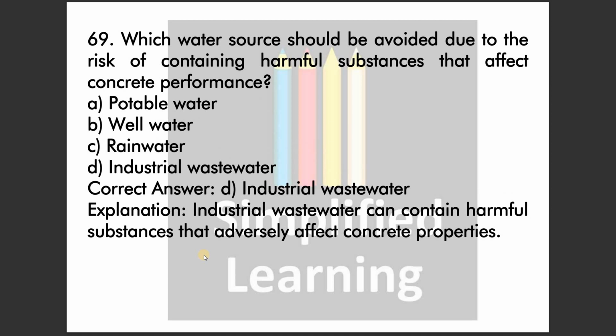Okay. Which water source should be avoided due to the risk of containing harmful substances that affect concrete performance? Okay, industrial wastewater. We can go with potable water, obviously. Municipal tap water is the perfect one. Then well water, if it is being used for drinking purposes, then we can use it for concrete mixing also. Rainwater, if it is not contaminated, then it's okay. We can use rainwater, but industrial wastewater has the highest content of chemicals. That's why we are not going to risk our concrete with industrial wastewater.